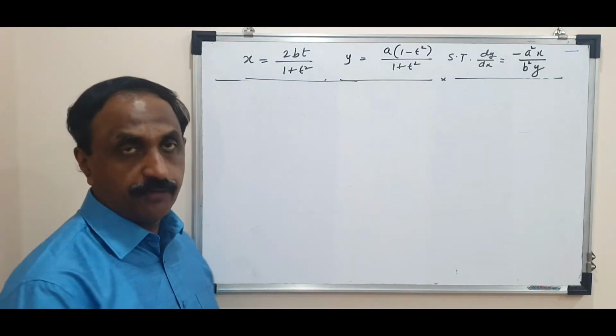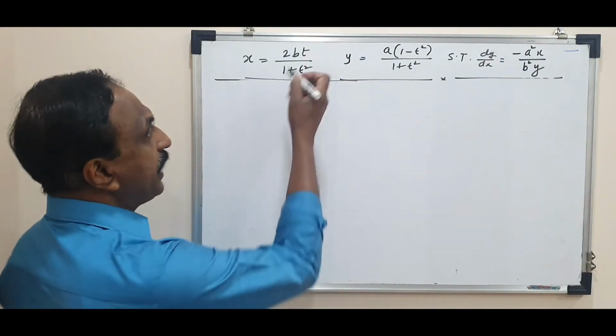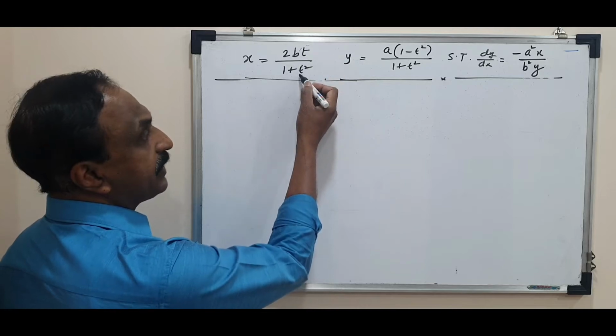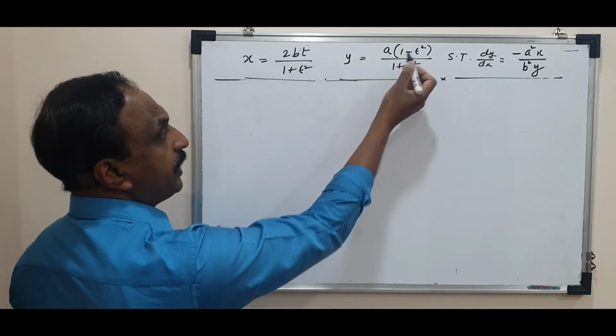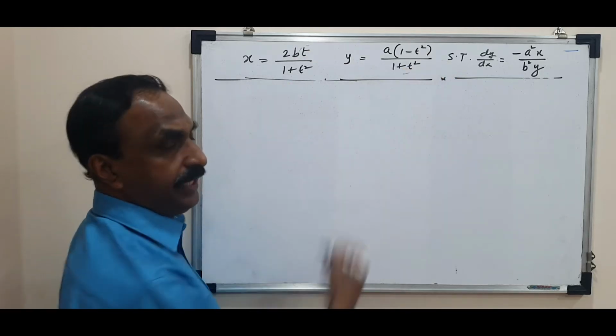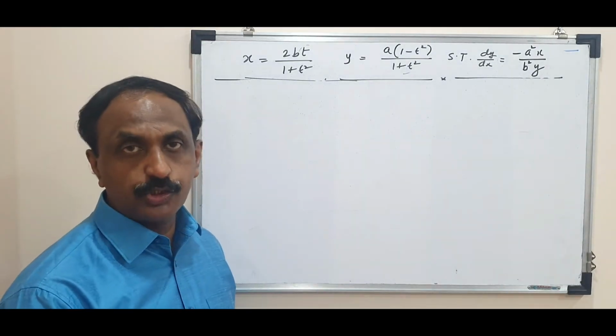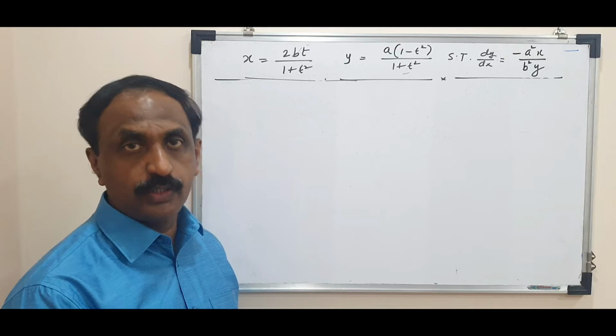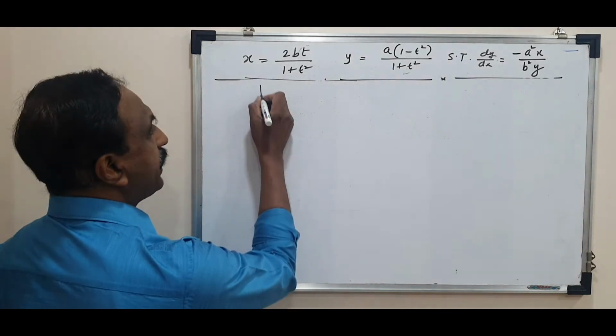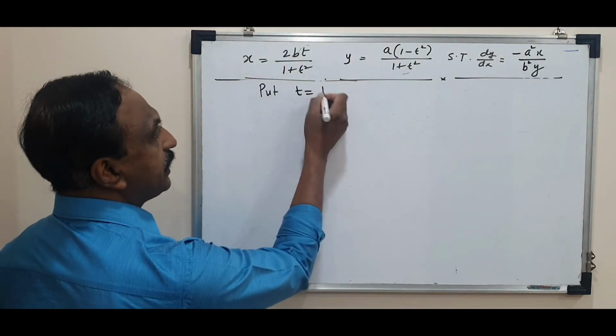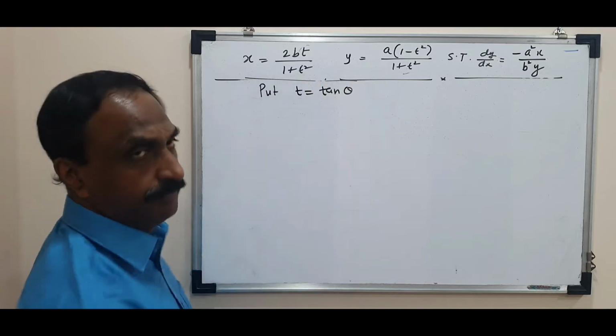In this problem, there are no trigonometric functions as such. But we know that if t is replaced by tan theta, this will become the sin 2 theta formula. And if you replace t by tan theta, this will become the cos 2 theta formula. So we can bring trigonometric ratios into it, although directly trigonometric ratios are not present in it. So my technique is, put t as tan theta in both of these terms.